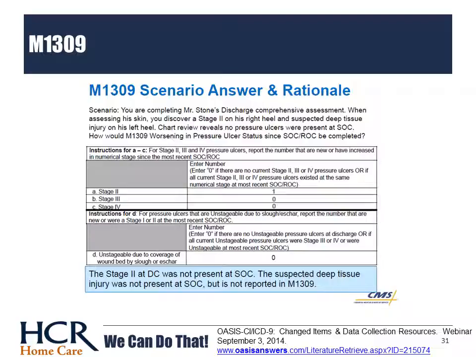We don't presently have any stage 3 pressure ulcers. We don't presently have any stage 4 pressure ulcers that are worsening. And we don't have any unstageables that are covered in slough or eschar that have worsened. So although we do have a suspected DTI, remember M1309 is asking about any wounds that have worsened as defined by increasing in numerical stage since the most recent start of care or resumption of care. And excluded from this question are any suspected DTIs as well as unstageables that are unstageable due to being covered in a non-removable dressing or device.